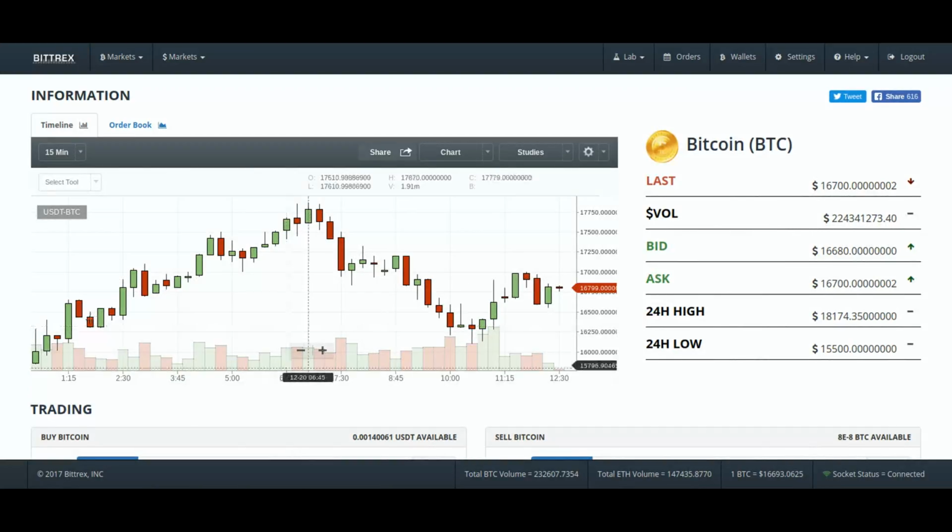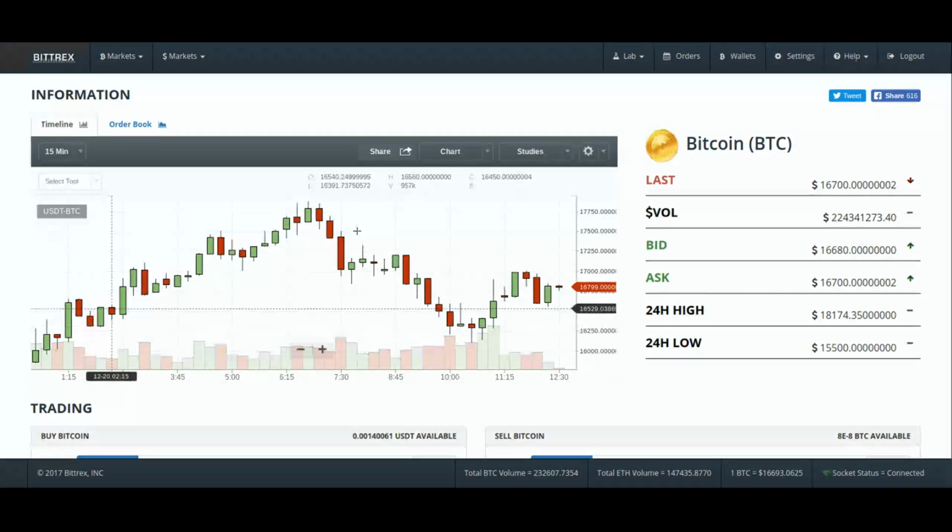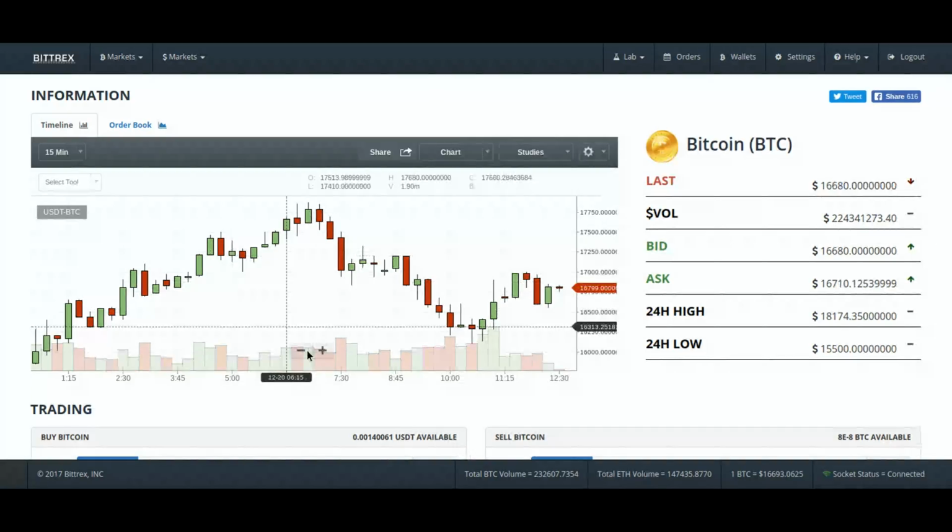Now, this is a lot of volatility in Bitcoin. There's a lot of chances for you to get in here and get money right now, with as much volatility as is in the coin right now. You understand what I'm saying?